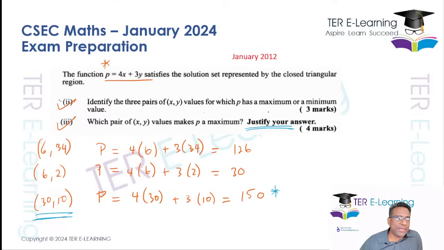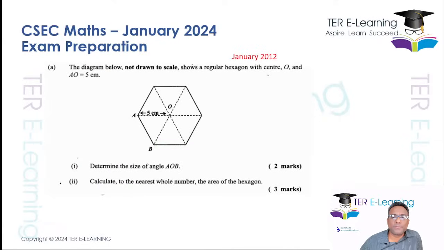Right, so what else we have here now? Right, in this question here we have a regular hexagon. So that's a six-sided figure, right? And AO is 5 cm. Determine the size of angle AOB. So they want this angle here, right?